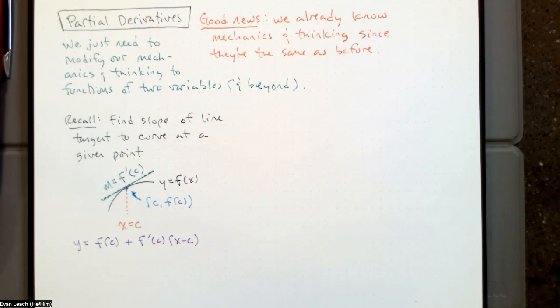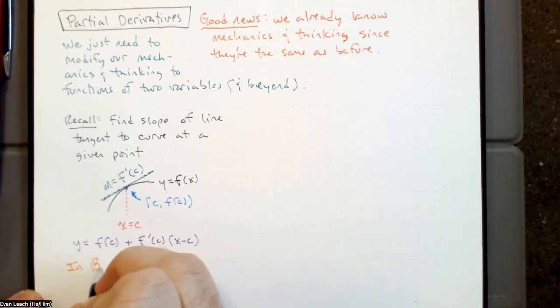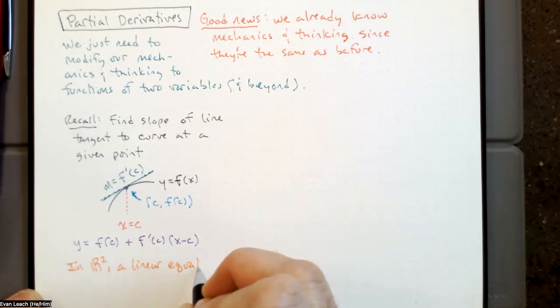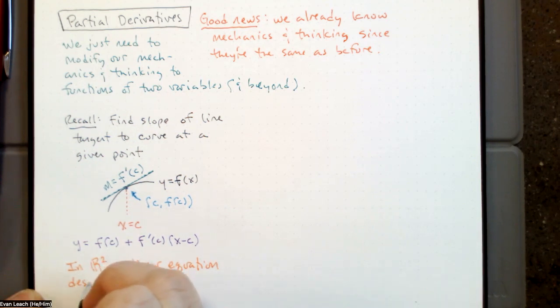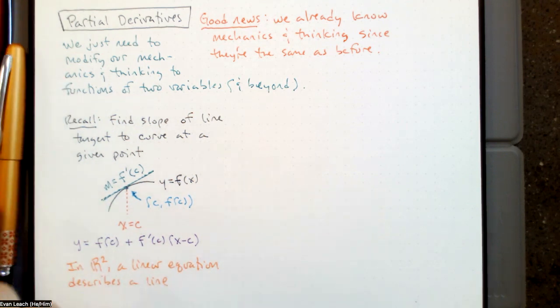In R2, a linear equation will describe a line. In R2, a linear equation is a line. In R2, a linear equation describes a line.